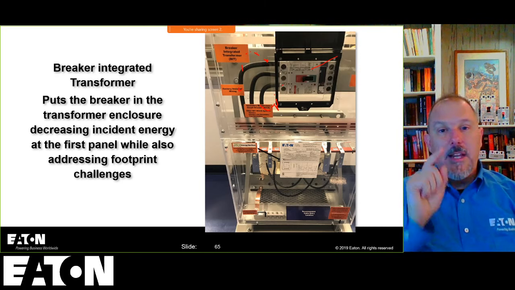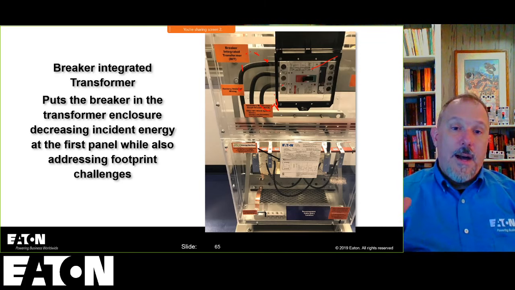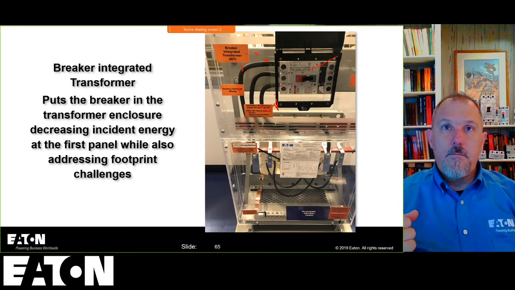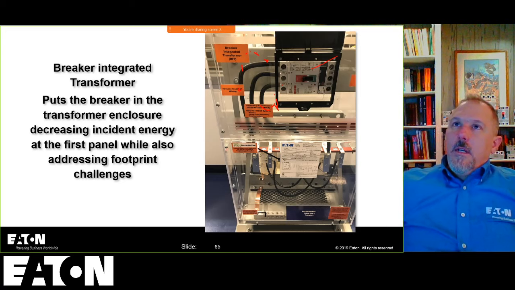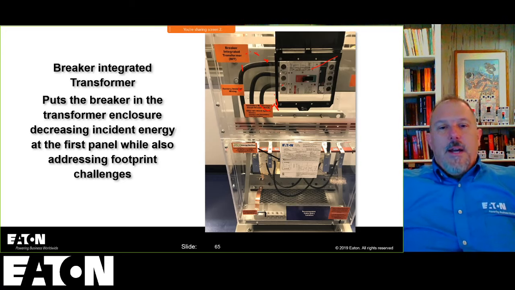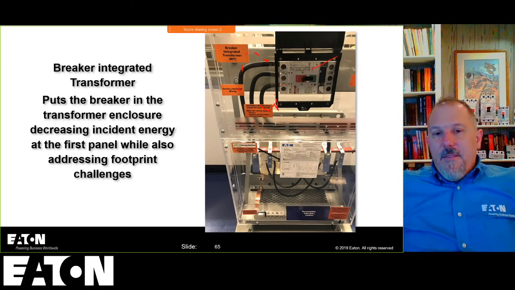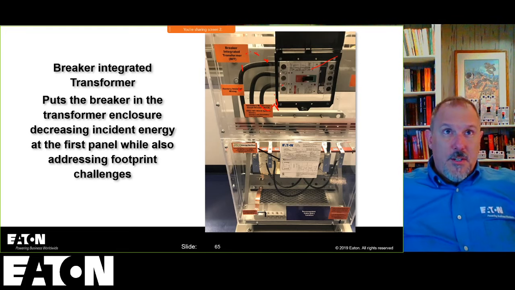And if you're going to get into that transformer to do anything, I can't think of anything that I would do outside of thermal that you would have to have it energized. So the likelihood of you having to do justified energized work is probably very little.